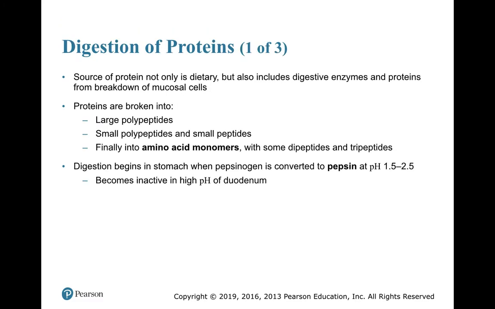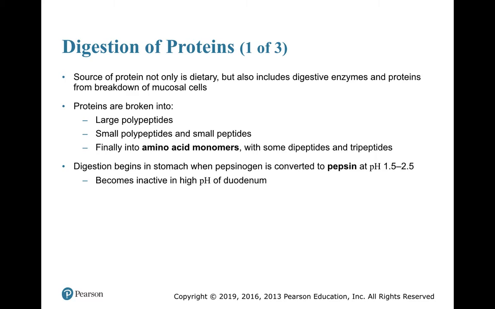Proteins. Protein is not only dietary, it includes digestive enzymes and proteins for the breakdown of mucosal cells. Proteins are broken down into large polypeptides, then small polypeptides and small peptides. They are finally broken down into amino acid monomers, although some of my research this summer has indicated to me that a lot of them are more easily absorbed as dipeptides and tripeptides and then broken down to amino acid monomers intracellularly before they are given to the bloodstream.